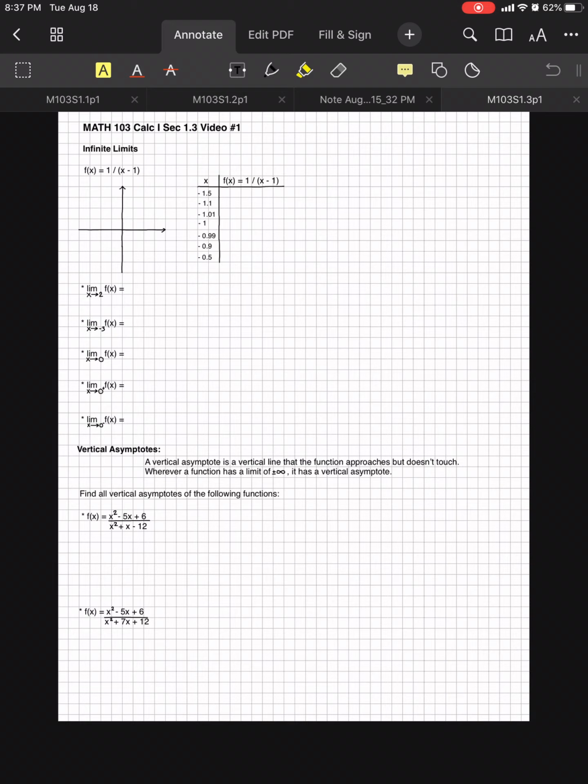So what we're going to talk about in this section, this is section 1.3, is what we call infinite limits. And it's related to another topic that you might have already seen in a pre-calc class called asymptotes, and we'll talk about both of those today.